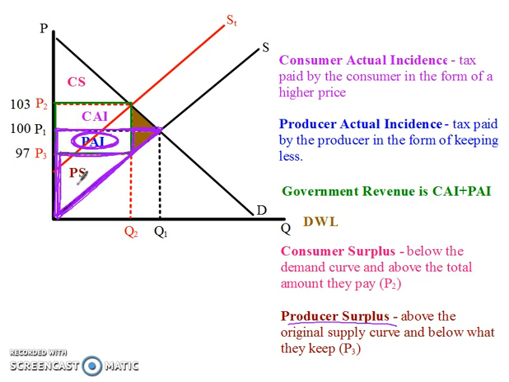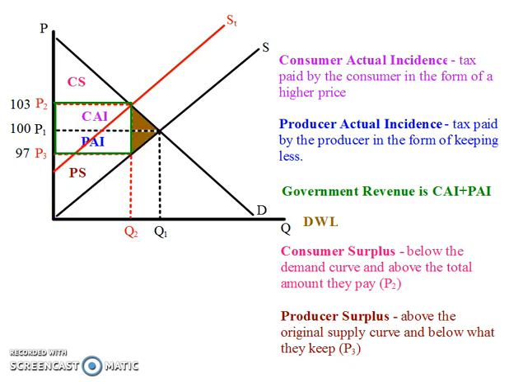So the producer surplus now is going to be the area below what they keep, that's P3, and above the supply curve up to the number of units that are traded. So if I can just, I'm just going to clear all this so we can look at an uncluttered graph.